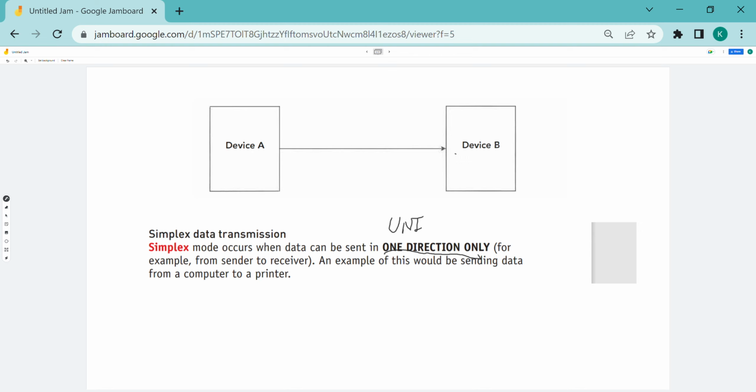An example of this is computer to a printer. Yes, we are sending data from computer to printer and it's not possible to send any data from printer back to computer. Got it? So such type of transmission that is one way is known as simplex data transmission.